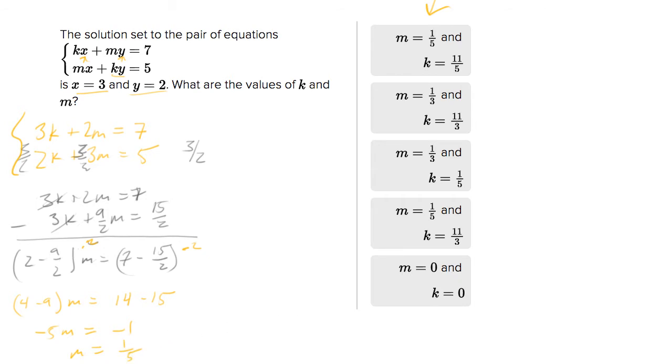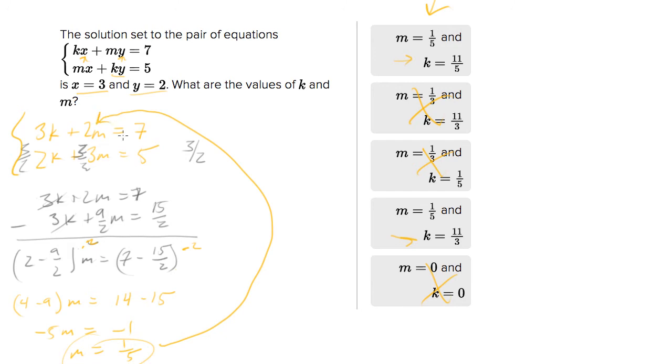Please let there be only one of those. Blast! So we know it's not this. Get rid of anything where m's not 1/5. So we've got to get rid of this one, we can get rid of that one, and we can get rid of this one. Unfortunately, we do have to plug in m equals 1/5 to determine whether k is 11/3 or 11/5.